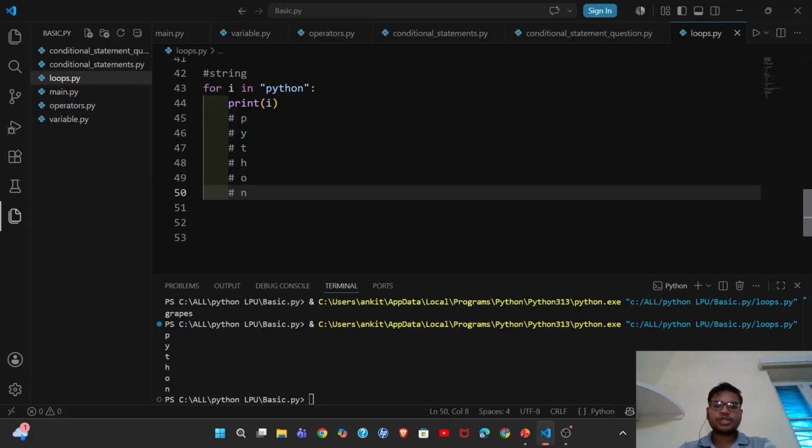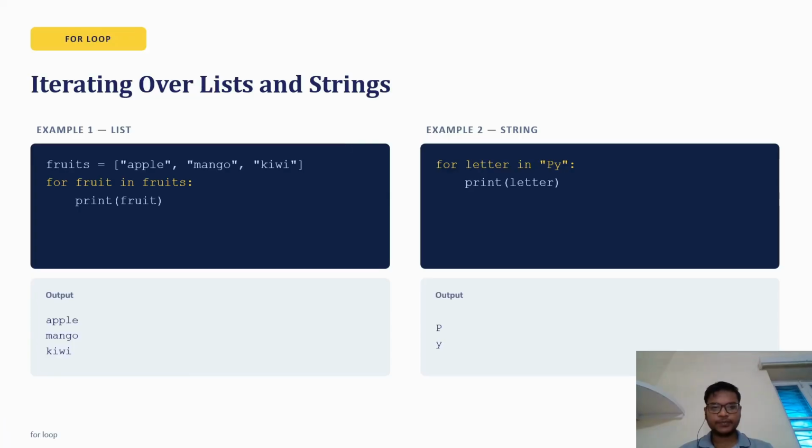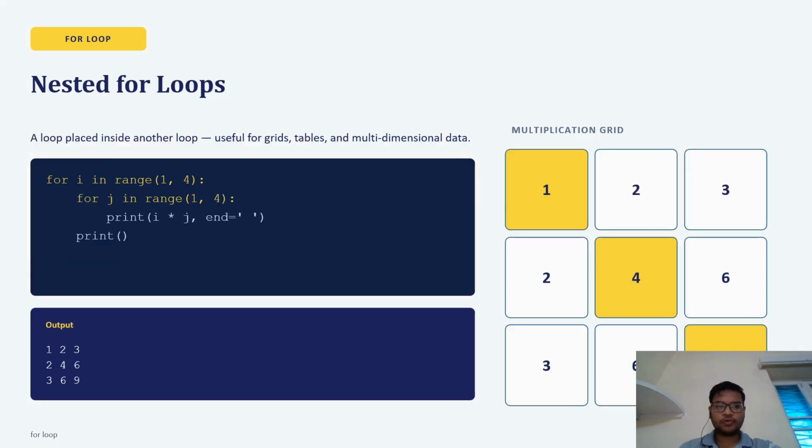So this finds all the characters inside the string with the help of the for loop. I hope you can understand how this works. So let's move forward. We have done all types of iteration with the help of a for loop on a list and a string. I hope you understand at this point and have no doubts. So let's move forward.